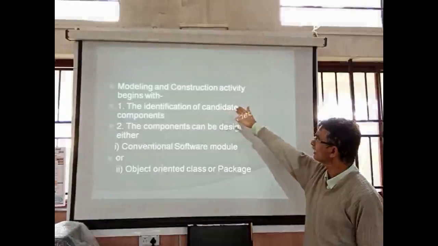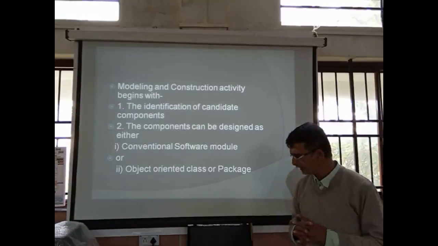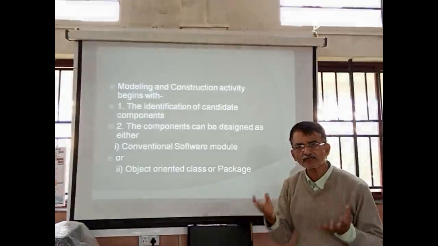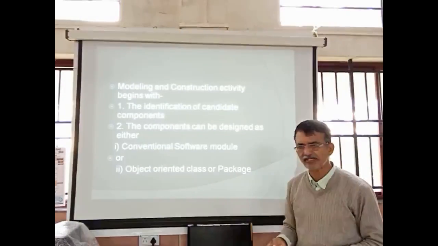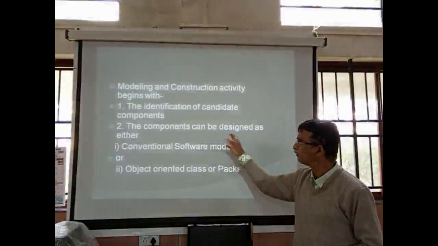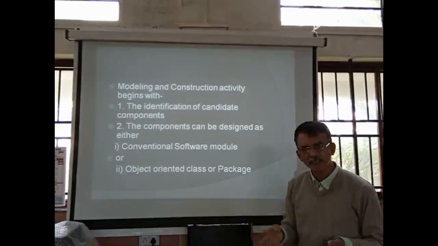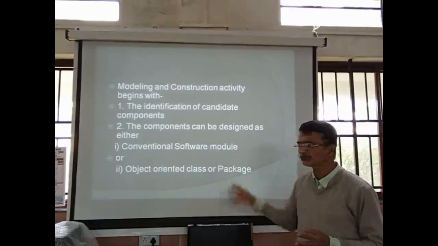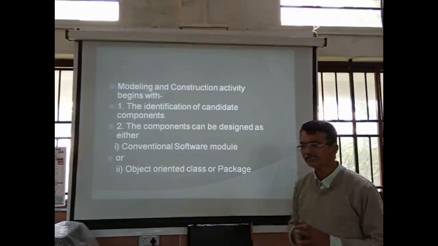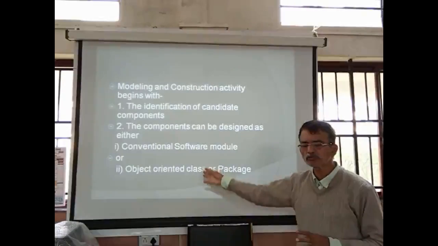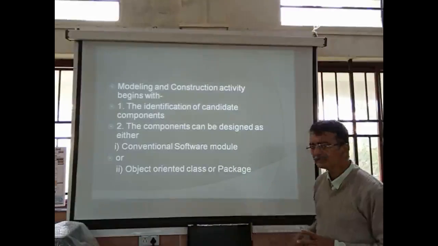So modeling and construction activity begins with identification of candidate components. So what are the components that are required to build the software are first identified. Next, the components can be designed. The required components we can build by conventional software module or object oriented class or package. So these are the two methods by which you can design the components.